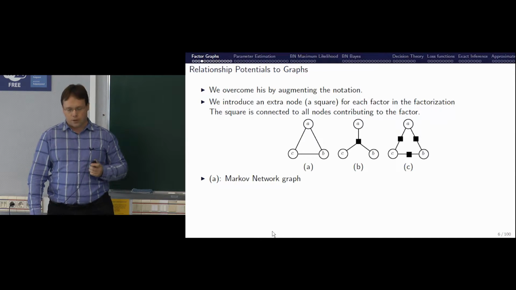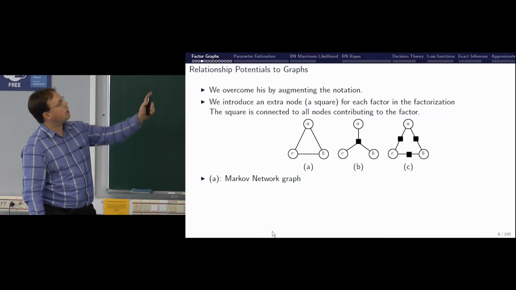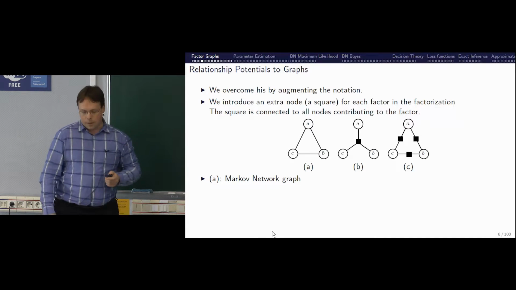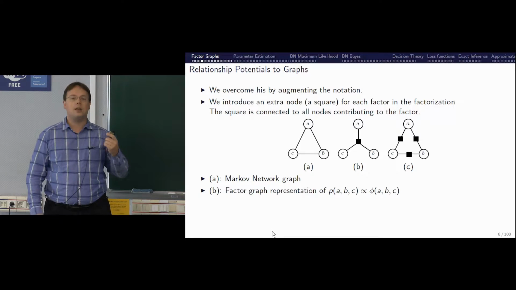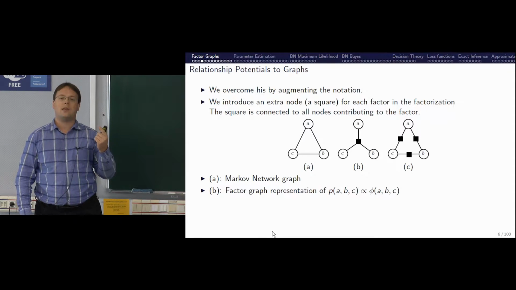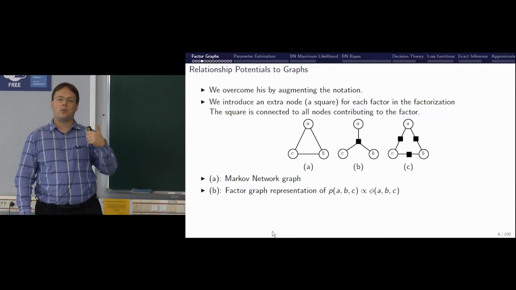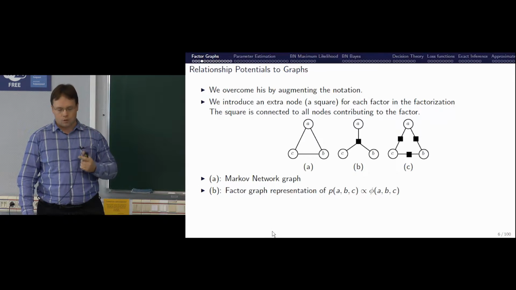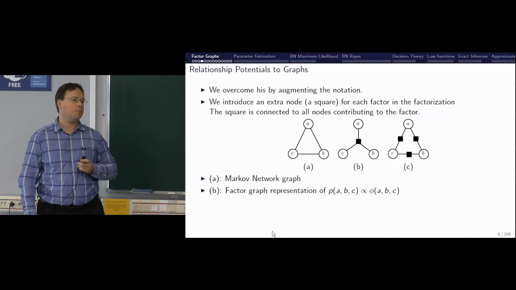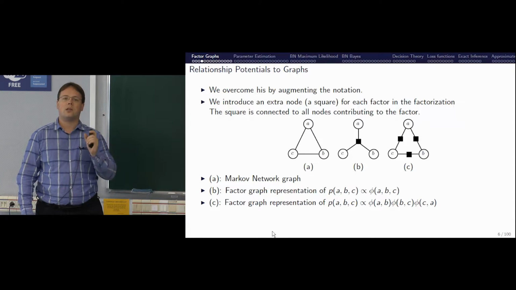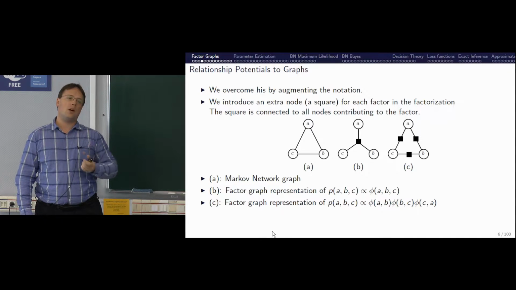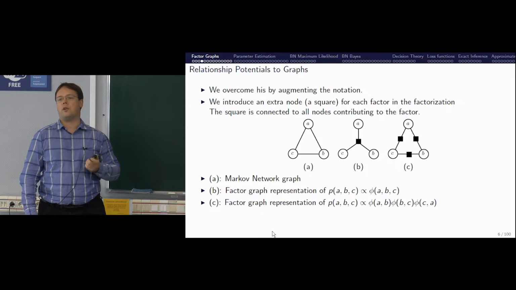So this was the network we started with, a triangle. If we have a probability distribution that is defined as one function of 3 arguments, we would put one black square because we have one function, and we would connect it to all the variables that contribute. So the little square in the middle, B, is connected to all 3 variables. Okay? In the second situation where we had a product of 3 functions, each of them takes only 2 arguments. We have 3 little squares, and each of them is connected to only 2 variables.